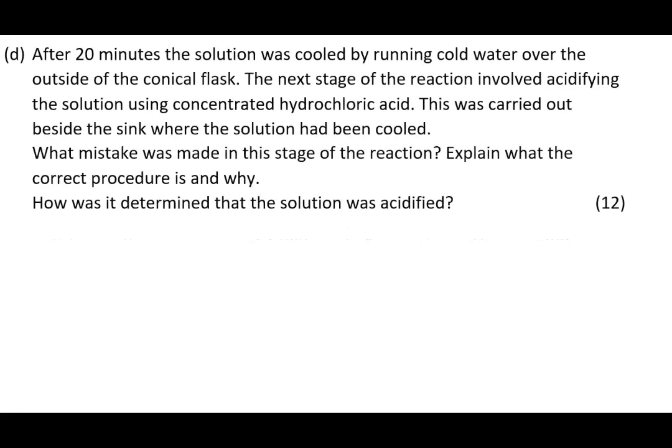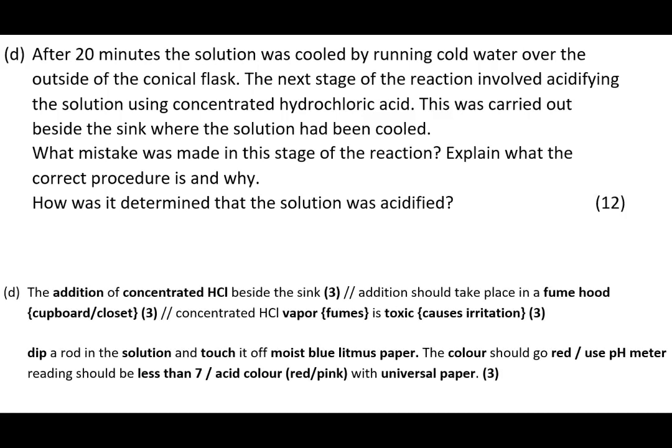After 20 minutes, the solution was cooled by running cold water over the outside of the conical flask. The next stage of the reaction involved acidifying the solution using concentrated hydrochloric acid. This was carried out beside the sink where the solution had been cooled. What mistake was made in this stage of the reaction? Explain what the correct procedure is and why, and how was it determined that the solution was acidified. So first of all, the mistake that was made was that the concentrated HCl was added beside the sink.